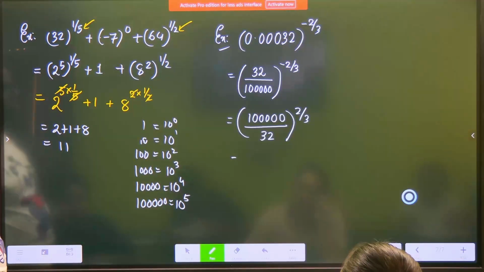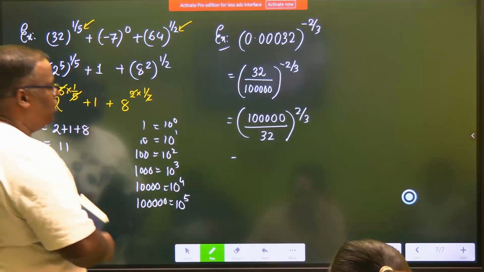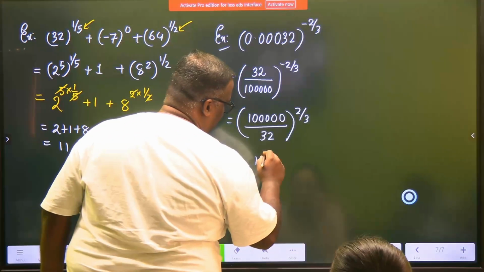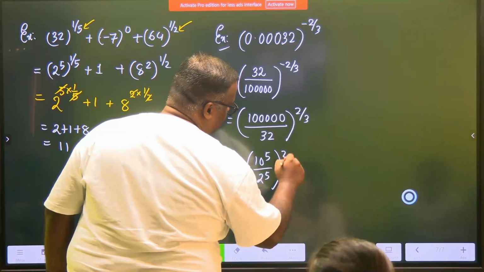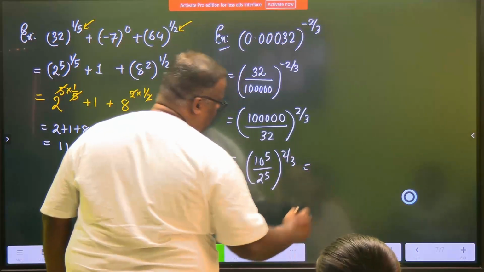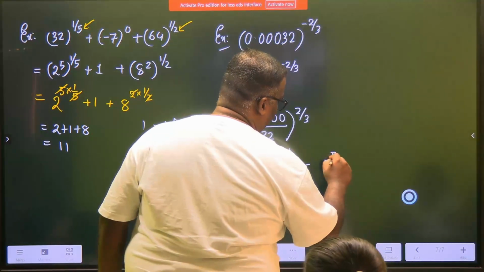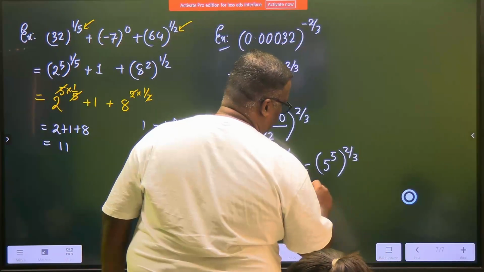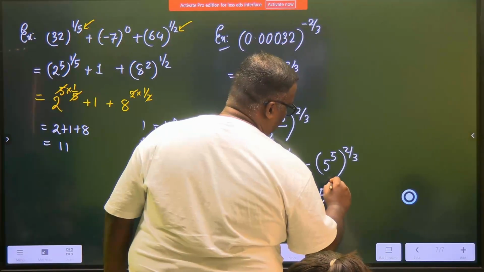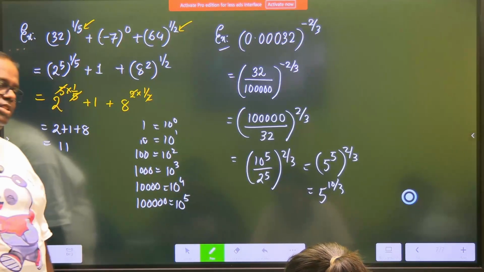Right? Now what will be the top number? 10 to the power 5 divided by 2 to the power 5, to the power 2 upon 3. So it should be equal to how much? 5 to the power 5 to the power 2 by 3. So it becomes 5 to the power 10 by 3. That's it.